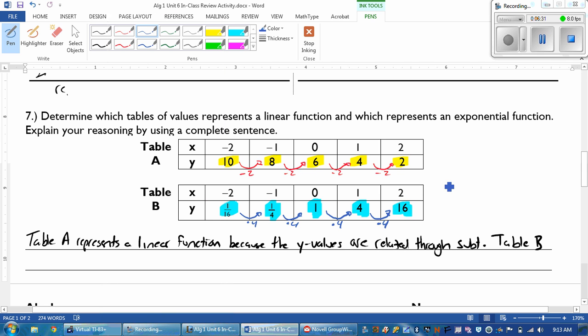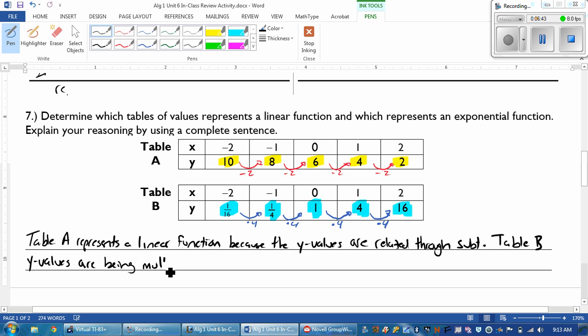So table B, y values are being multiplied by 4. So the function is exponential.